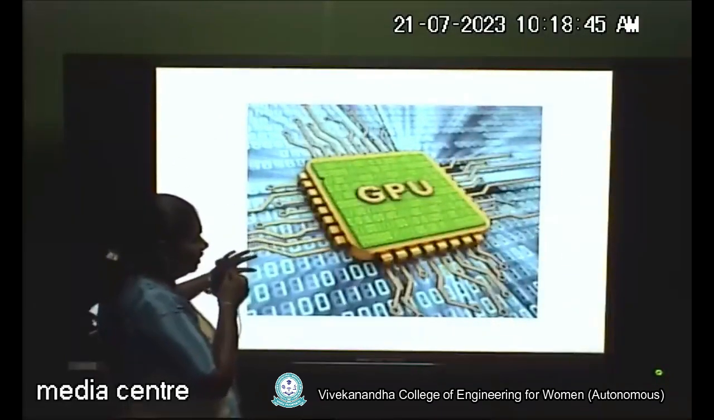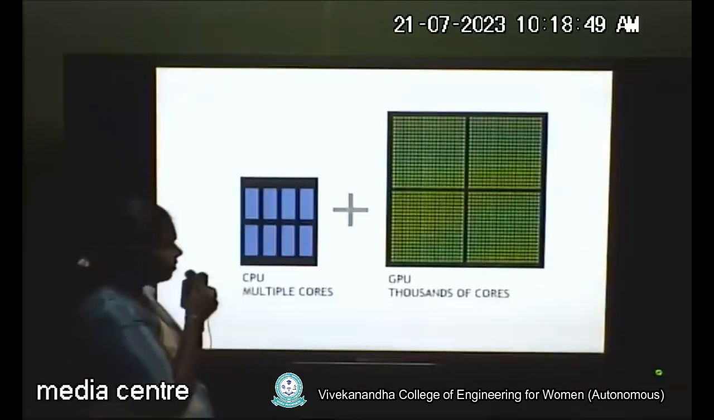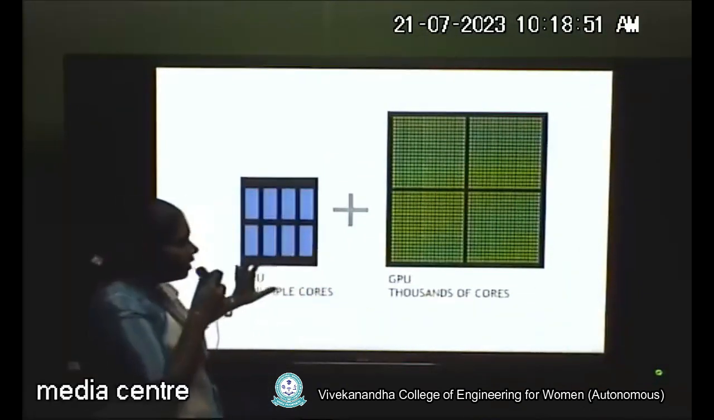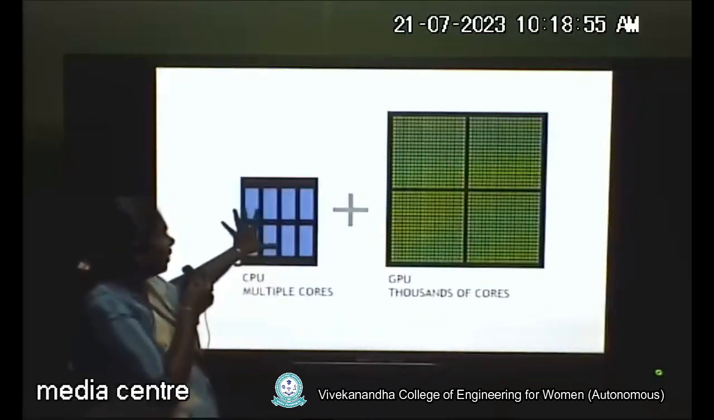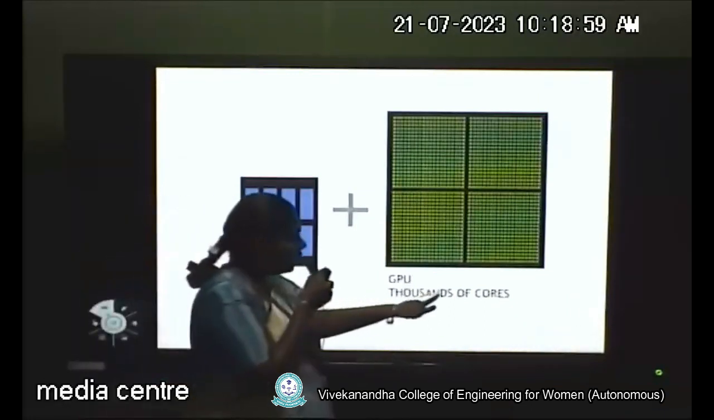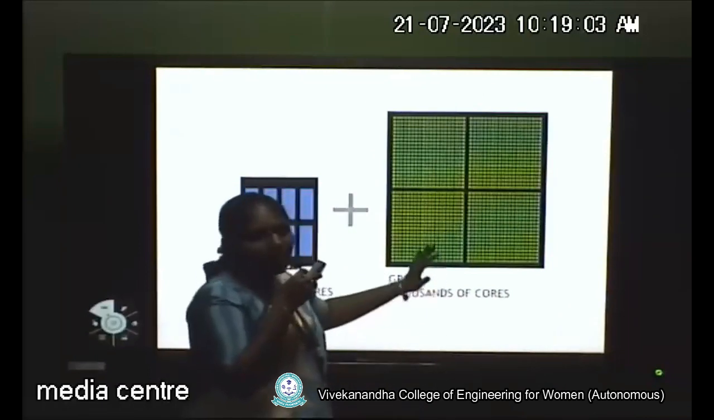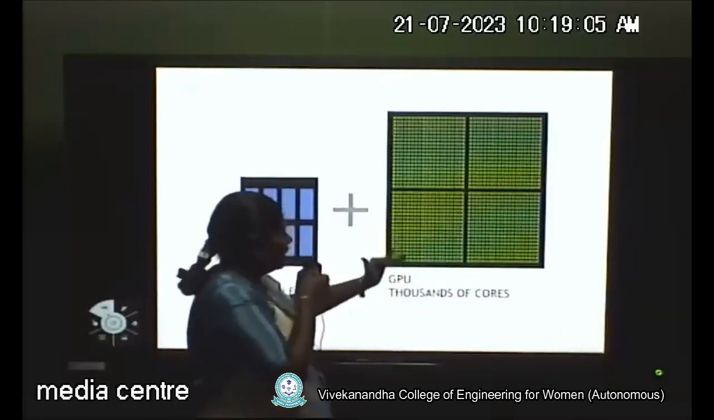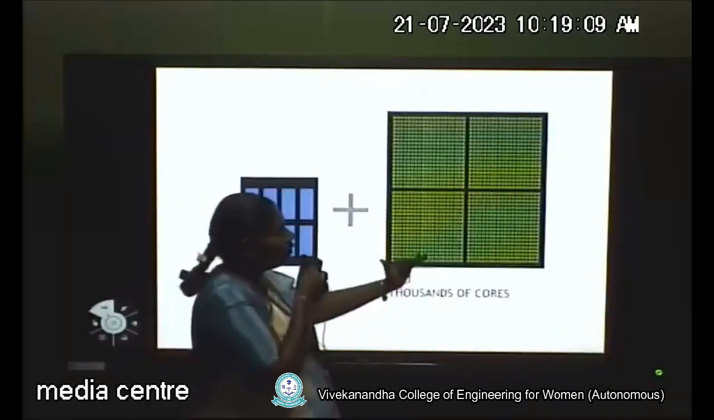Then next, the GPU versus the multi-core CPU: a GPU has thousands of cores. Traditionally they use multi-core CPUs, which contain only 8 cores. But in a GPU we have thousands of cores, so it has high efficiency compared to the multi-core CPU. The GPU has thousands of cores, so we can process so much data.